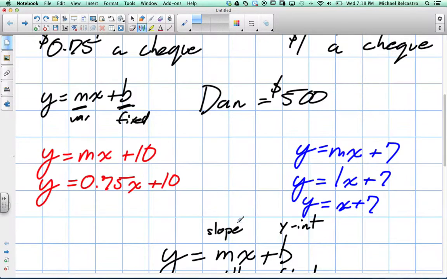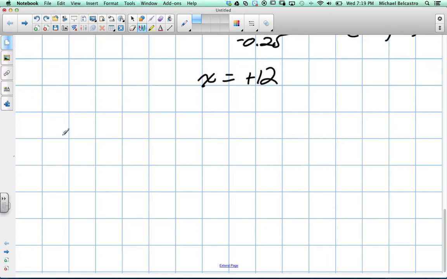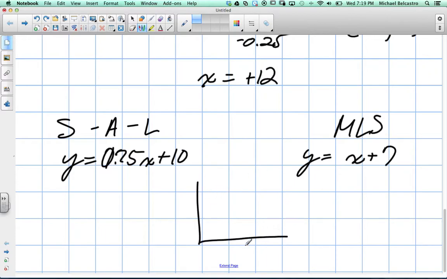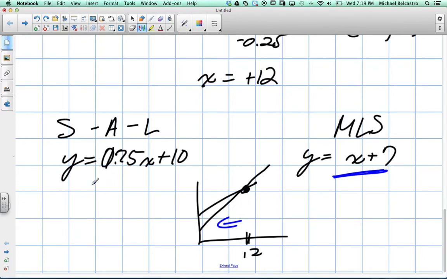So without plotting these, and I am going to plot them in a second, we'll rewrite the two again. We had Save-A-Lot and Maple Leaf Savings. Y equals 0.75x plus 10. Y equals x plus 7. And we knew at 12 checks, these two lines were crossing each other. What if I decide I'm going to write less than 12 checks? Who's better? Can you tell? Maybe we should graph it.